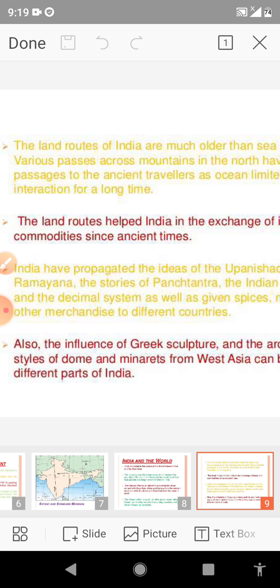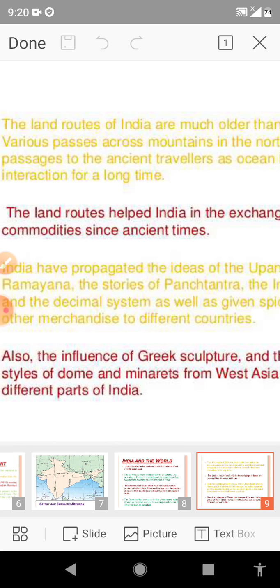In the north we know that we have the mountain ranges, so in between the ranges we get natural routes across the mountains, and these natural routes are known as passes. So these passes and also the marine routes played a significant role in maintaining trade and cultural relationship with other countries of the world since time immemorial.